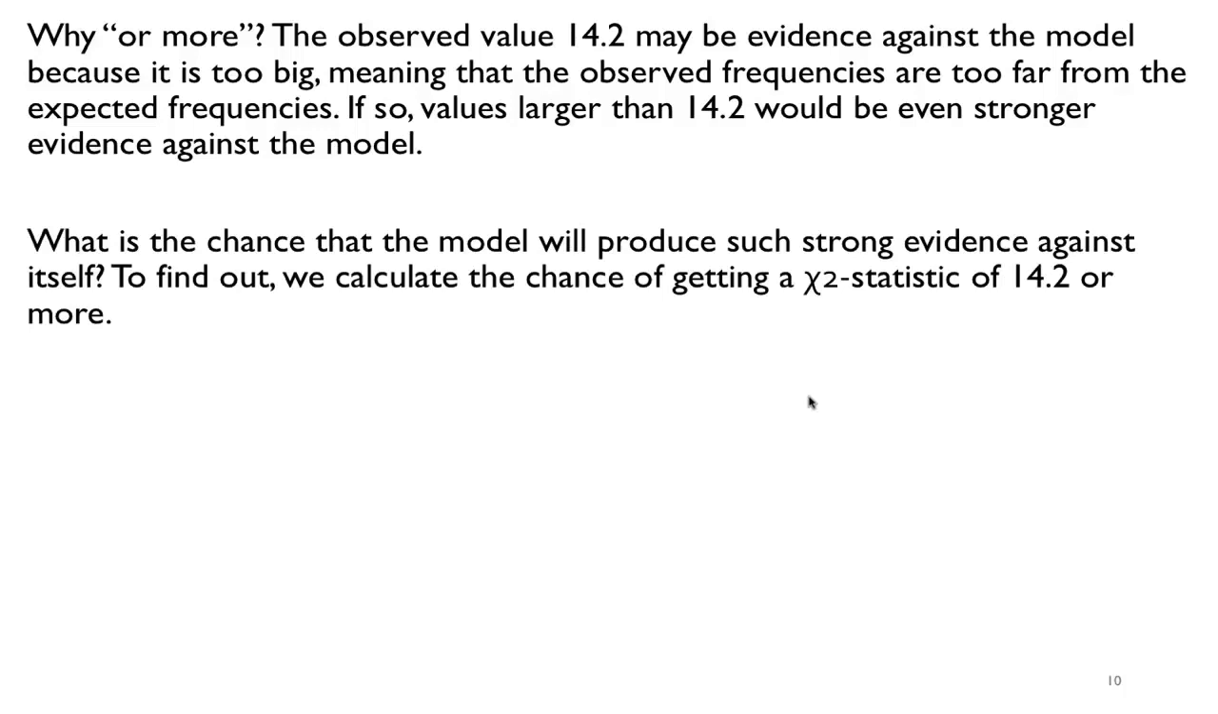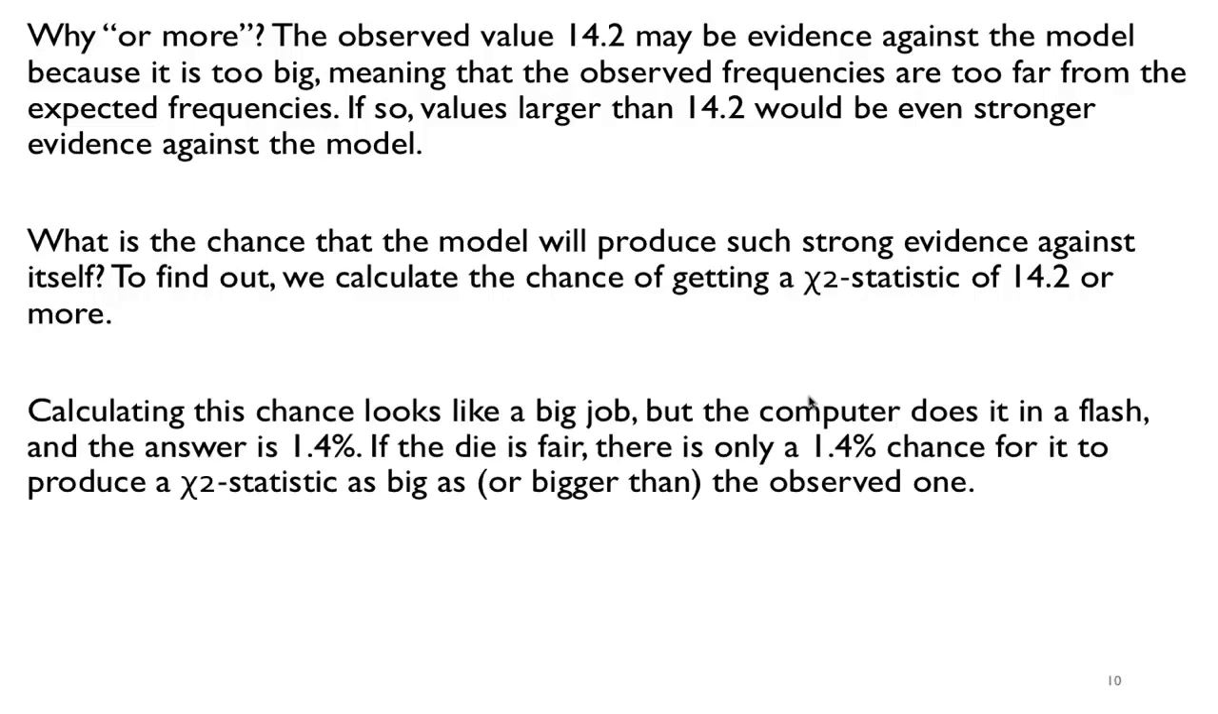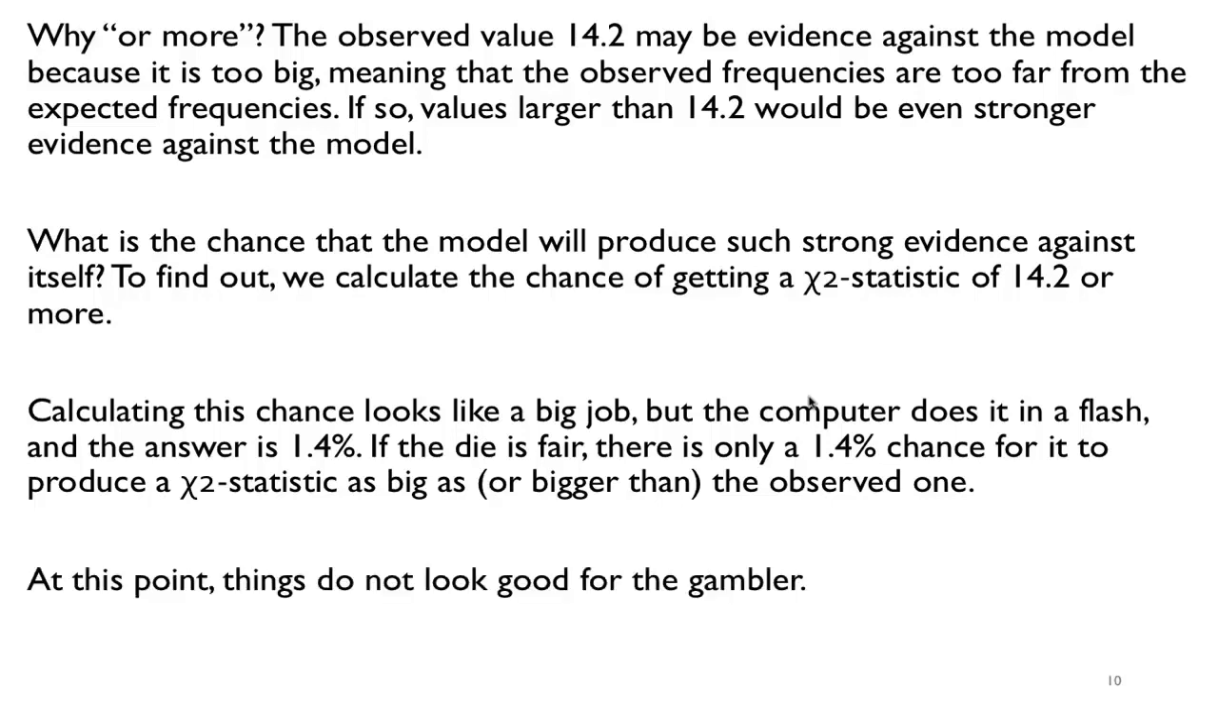Okay, so what's the chance that the model will produce such strong evidence against itself? Well, we have to calculate the chance of getting this chi-square statistic of 14.2 or more. It turns out that you can use a computer for this, but we're going to show you how to do that using a table in a second. The answer happens to be 1.4%. So that means that if the die was fair, there's only a 1.4% chance of getting a chi-square statistic as big as or bigger than the observed value of 14.2. Because this p-value is small, it doesn't look too good for the gambler.